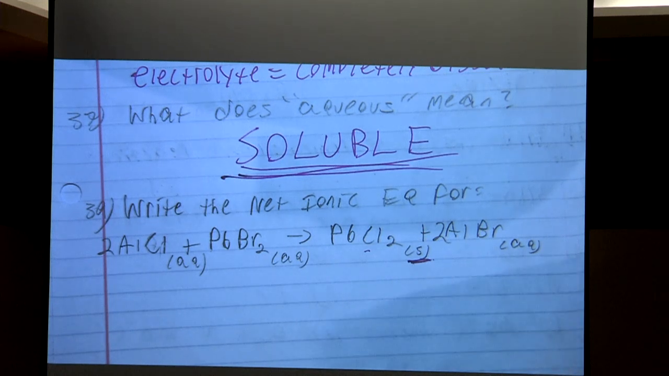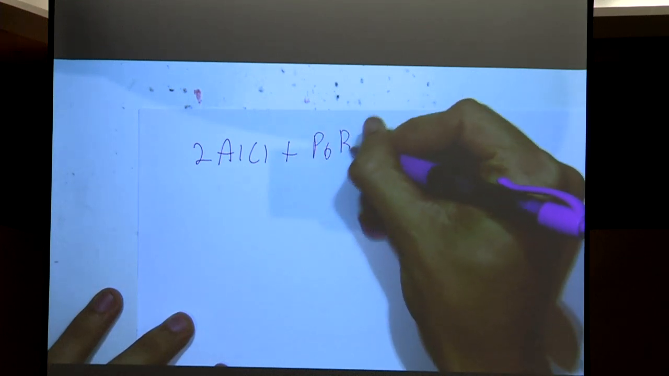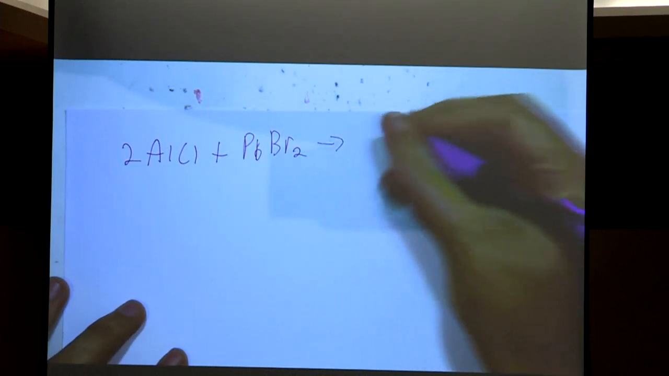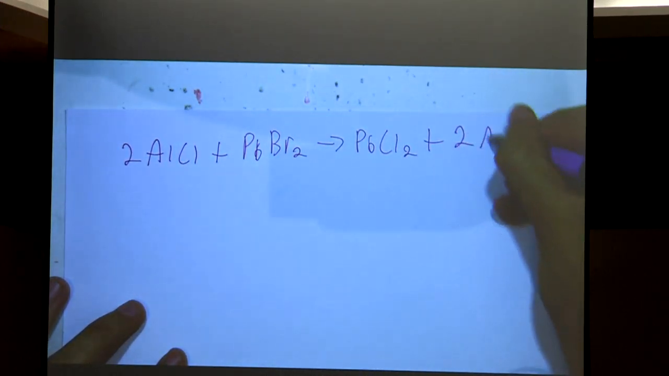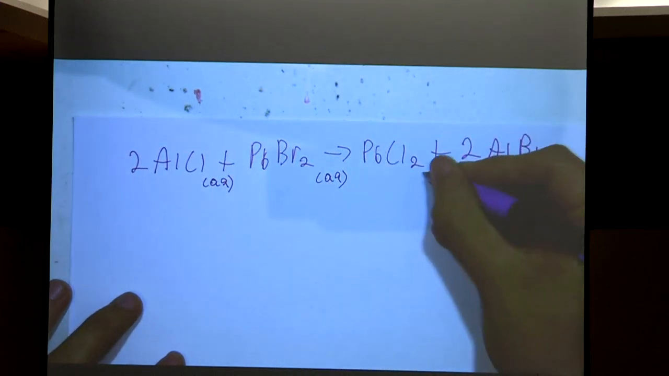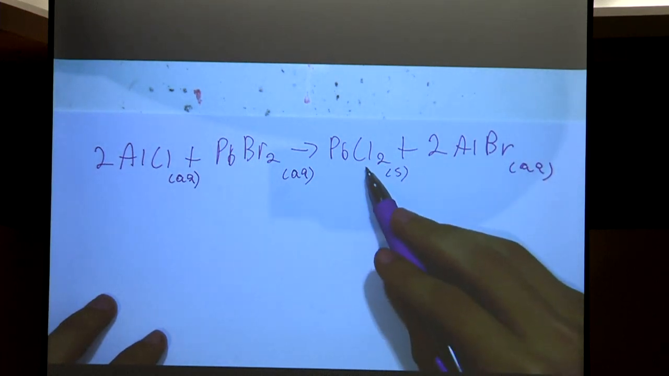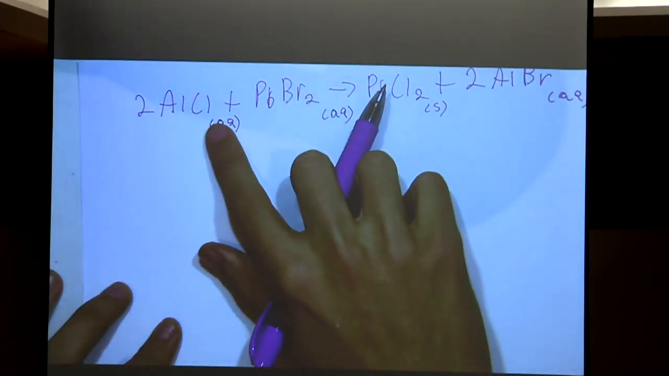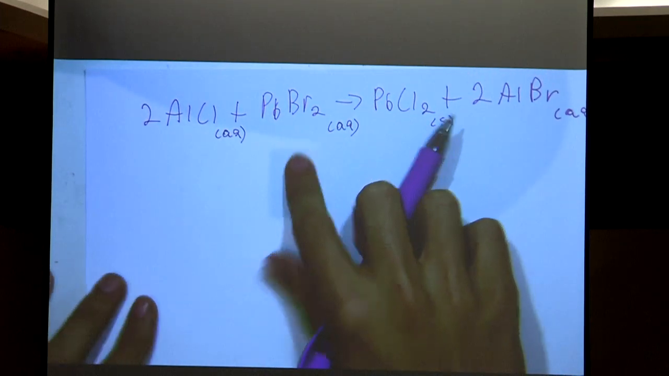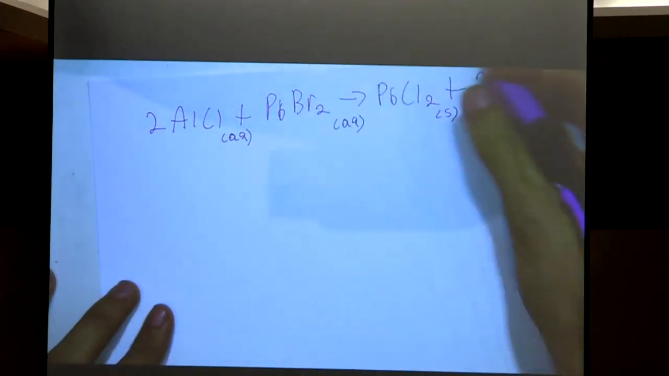All right, let's do 39. So we're going to figure out the net ionic equation for 2AlCl plus PbBr2 yields PbCl2 plus 2AlBr. What does aqueous mean? Soluble. Which one of these compounds is insoluble? Good, lead 2 chloride. All right, so let's write the net ionic equation. So remember, if something is aqueous, if something's soluble, it's going to dissolve completely in a reaction. So are these two compounds strong electrolytes, or just electrolytes in general? Yes, is the answer. They're both electrolytes.